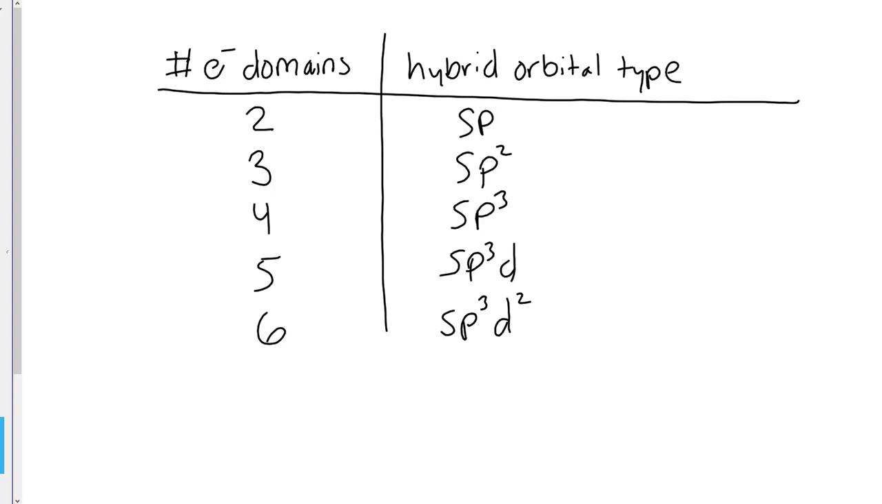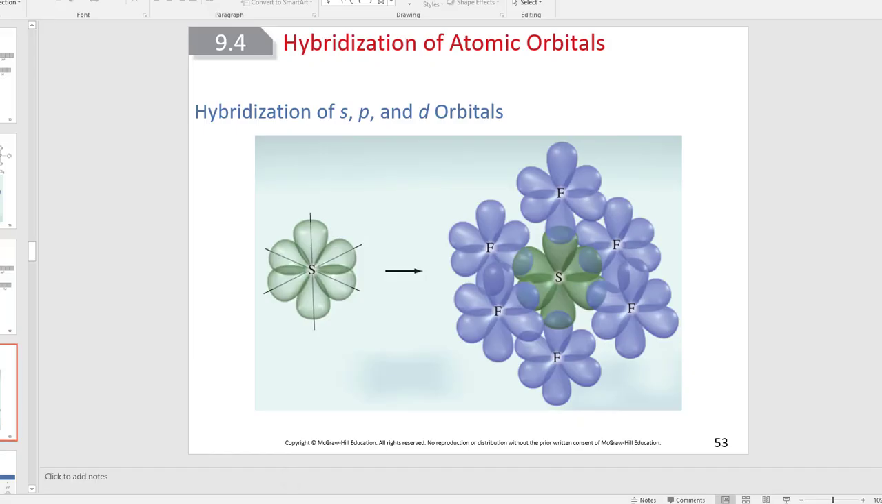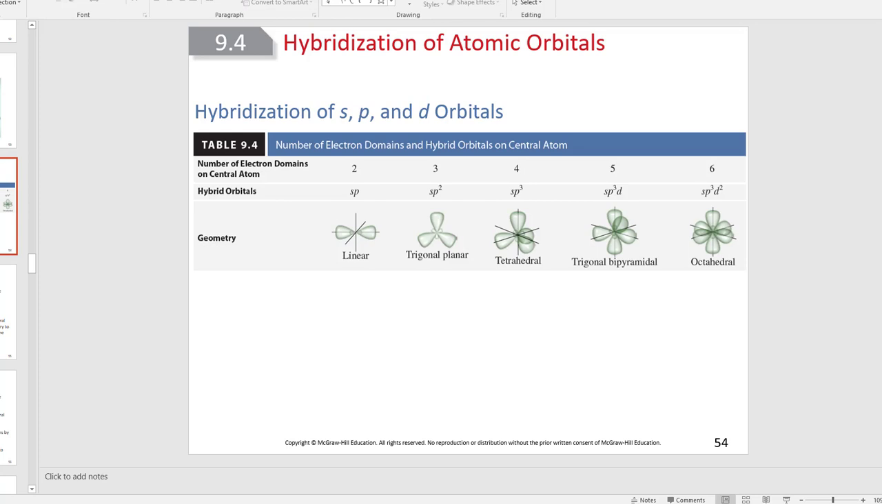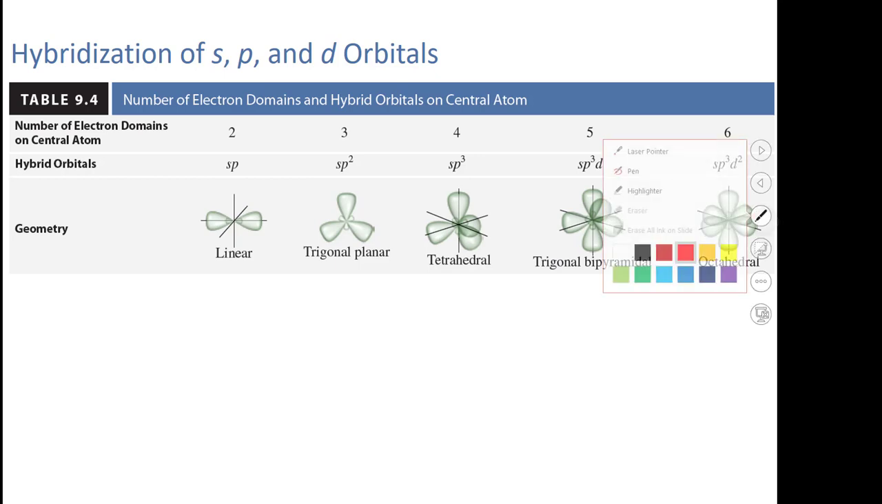How do you feel about that? Do I have that table? There it is. So again, if you have 2 electron domains, you're sp, 3 you're sp2, 4 you're sp3, 5 you're sp3d, 6 you're sp3d squared. Questions? All right, so next time we'll cover the last couple of theories of bonding.